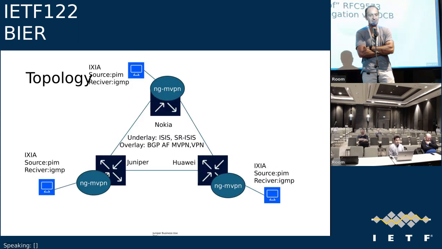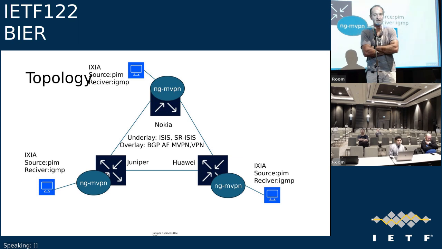Next slide, please. So here's the topology. Basically, we had a triangle, and BIER was running between everyone with ISIS, with unicast SR-ISIS for the VPRN for the VPN services. We created NG-MVPN, and we only brought up inclusive PMSIs, the I-PMSIs. So from the BGP point of view, we were advertising the MVPN IPv4 and VPN IPv4 address families.